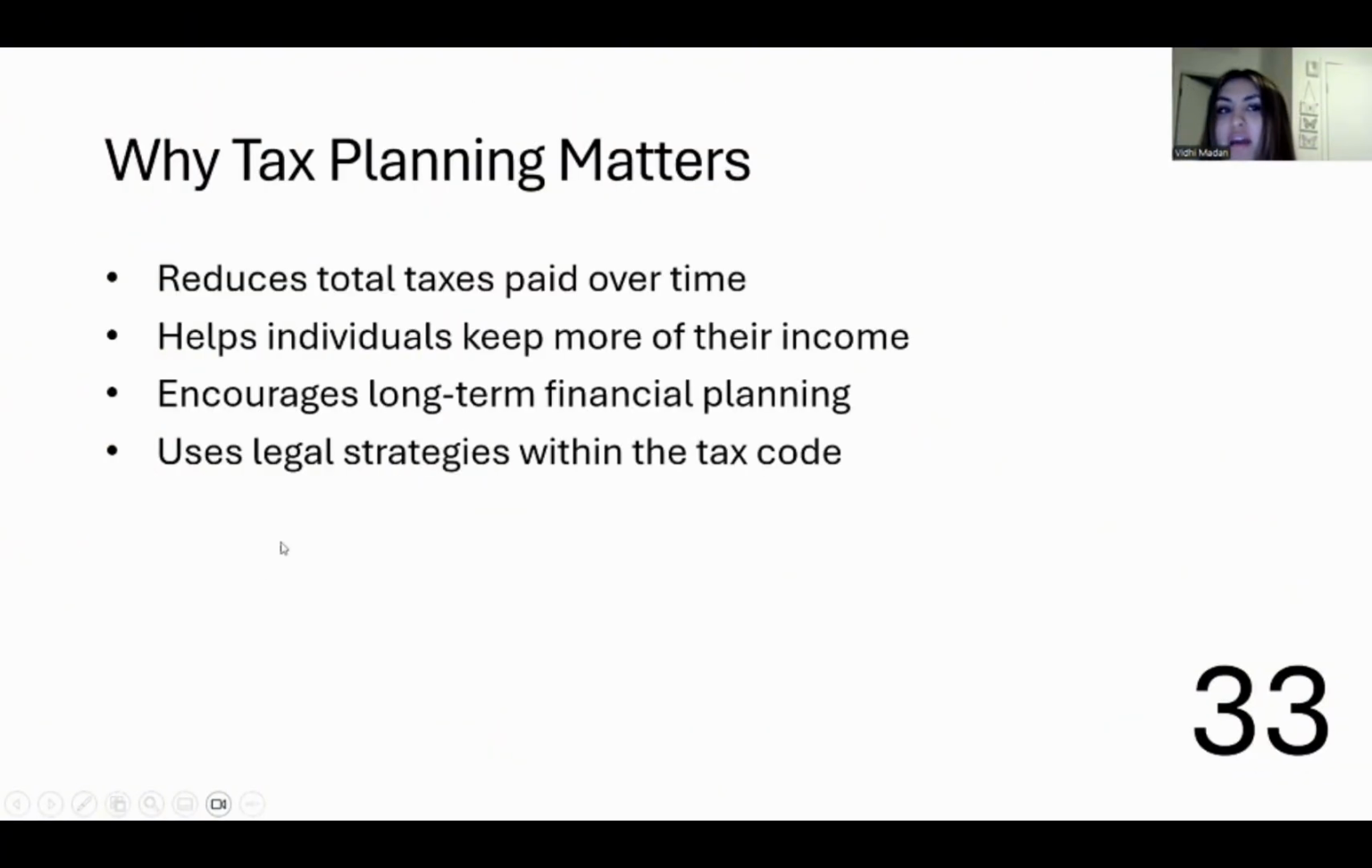Why does tax planning matter? It reduces total taxes paid over time, helps individuals keep more of their income, encourages long-term financial planning, and uses legal strategies within the tax code. Overall, in our entire presentation, and Learning Objective 6, it shows how effective tax planning is about understanding how the tax system works and using legal strategies to minimize taxes. These tax strategies highlight why planning ahead is essential for building and protecting wealth.